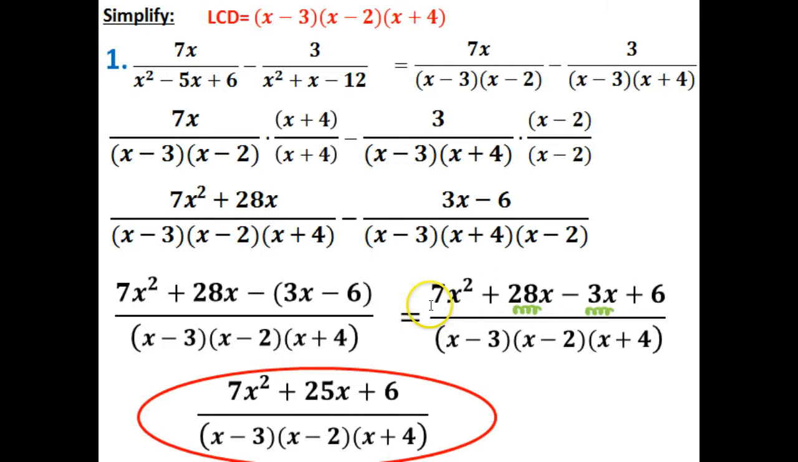So my answer on this one is 7x squared plus 25x plus 6 all over my lowest common denominator, x minus 3 times x minus 2 times x plus 4. And you can just leave it in that format. It's going to be the easiest.